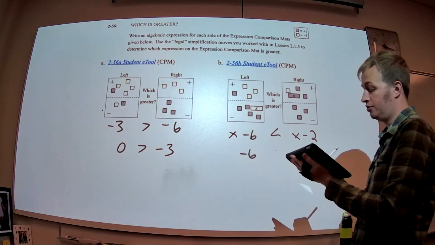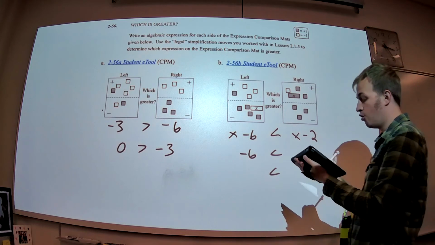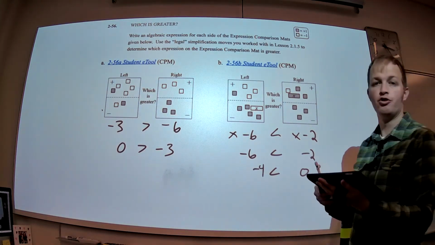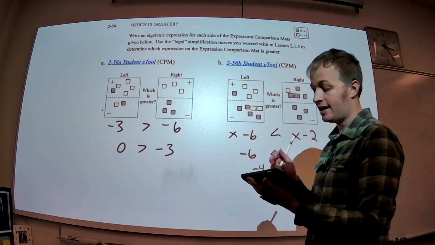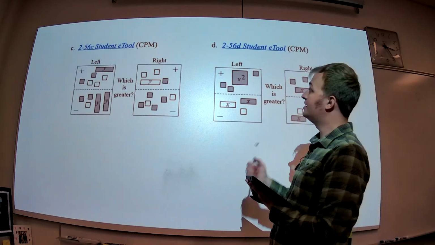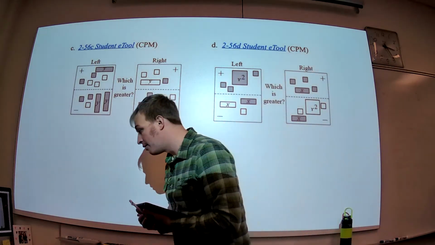If you wanted to do something like this, which was -6 is less than -2, or if you wanted to do -4 is less than 0, all those expressions there I think are super great. Let's take a look at our next question. So I want you to try questions C and D. Try both of them on your own, and then I'm going to show you how I went through and solved them.